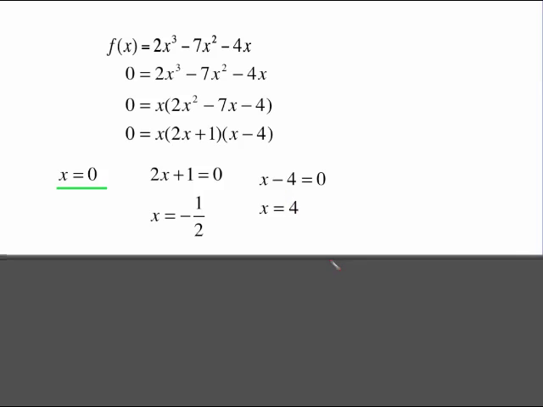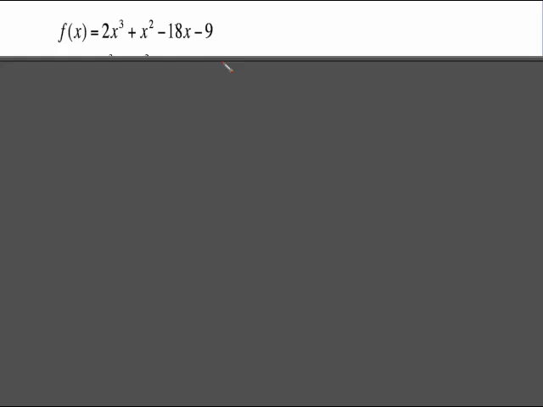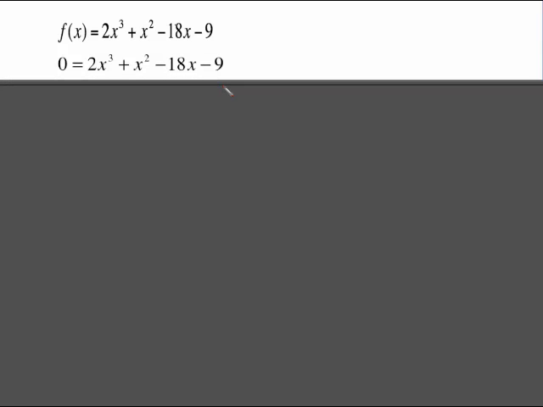Now, I'm not doing any more graphs right now. I'm just showing you the zeros. And basically, all you're doing to get these answers is setting the function equal to 0, factoring, and then you solve. Same idea, set it equal to 0, factor and solve.